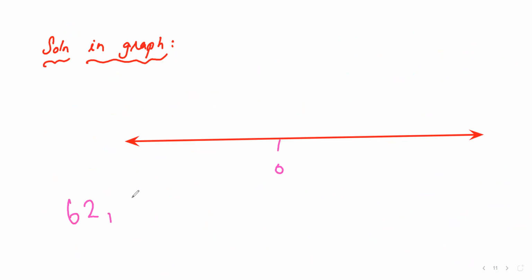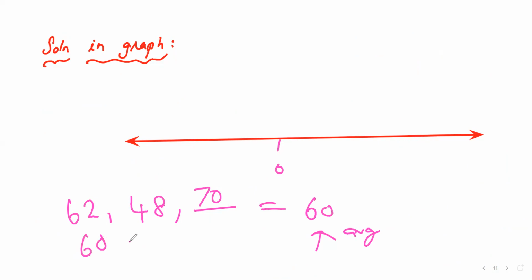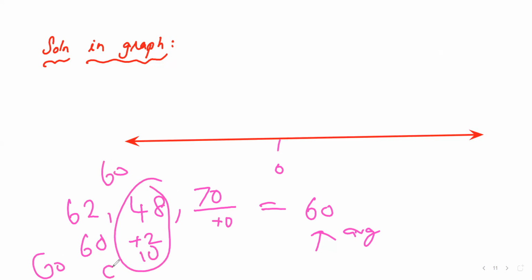60 and 48, some mark. 60 should be the average, right? How much do you need here? Very basic thing, right? 70. Because here there is an extra 2, extra 2. This will go here. This extra 10 will come here. So this became 60. So 60, 60, 60. Understand? These are the basic things we know.